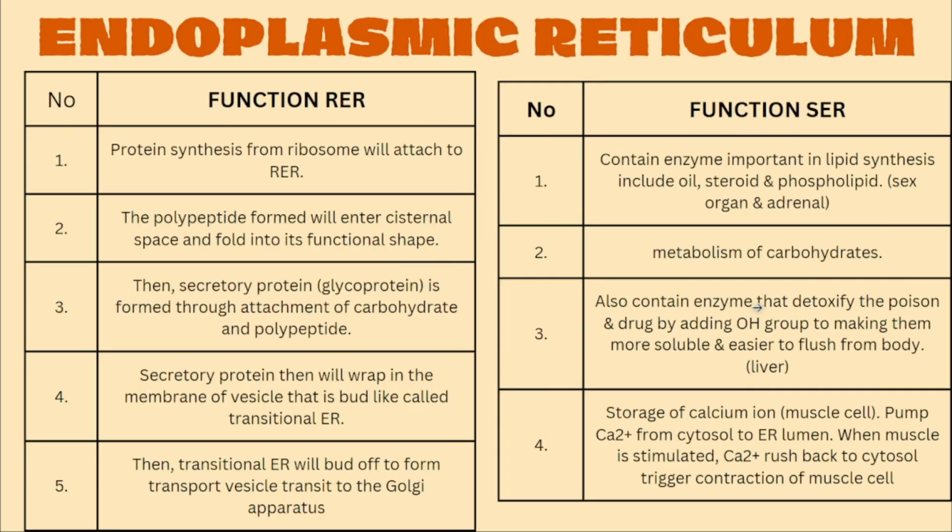Okay, so the function of RER is normally protein synthesis, which is the translation process that will occur here. Normally the translation process is done with the help of the ribosome. So normally your polypeptide, meaning the protein, will be formed, will enter the cisterna space and fold into its functional shape according to the structure, either primary, secondary, tertiary, or quaternary structure.